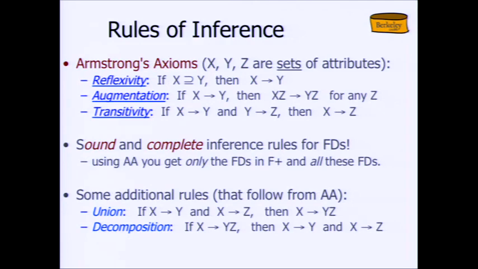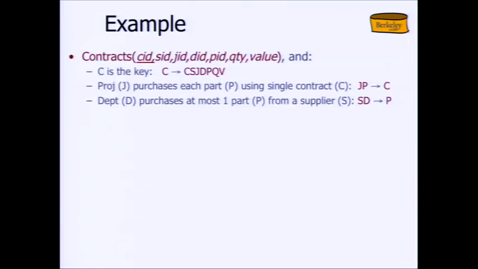We're almost done. JSD determines JSD by triviality. All right? So JSD determines JPCSD by union again, unioning these two things. Did we get all of our stuff? Are those all the attributes? I think we might be missing something. What are we missing? Q and V. C determines everything. We could have stopped once we got to here.